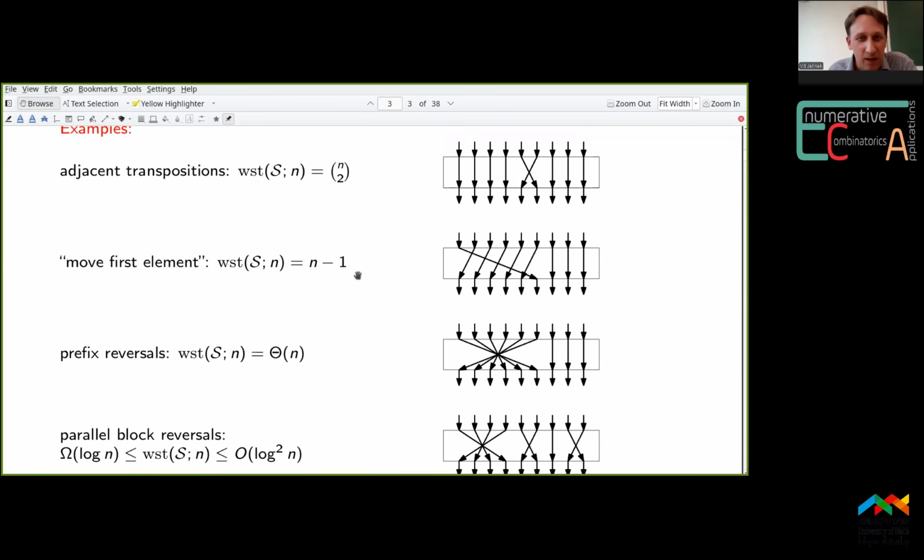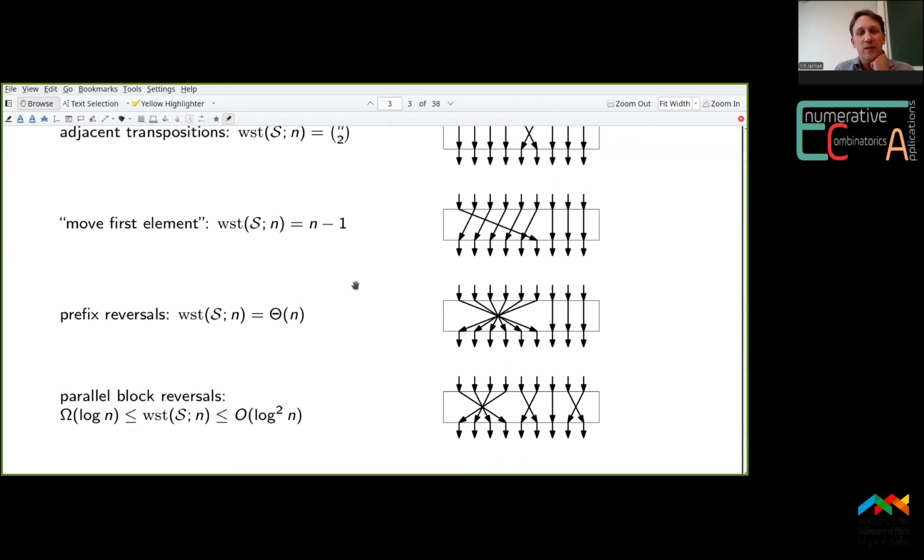Another possible set of operations is what I call the move first element type of operations, where I'm allowed to pick the first element of the input and move it to some other position and move some subsequent elements to the left to make space for it. And here you have no problem convincing yourselves that the worst case sorting time will be n-1 on inputs of length n. So those are easy examples where I'm able to determine the worst case sorting time exactly, but that's rather an exception than a rule.